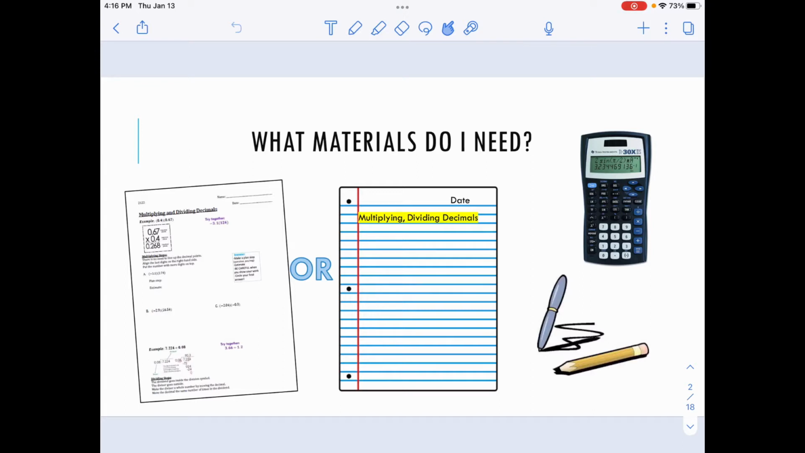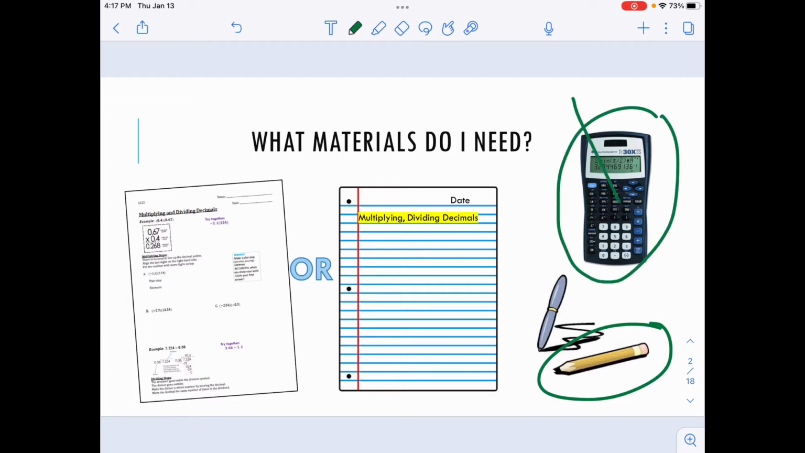If not, please take out a blank piece of loose leaf paper, preferably graph paper. I think that will help you line up some of the place values today, and title it with today's date and the title of the lesson, which is multiplying and dividing decimals. In addition, you will definitely need a pencil and an eraser, and you might want to have a calculator out. We're not really going to be using calculators often, but this is a nice way to check your answers.